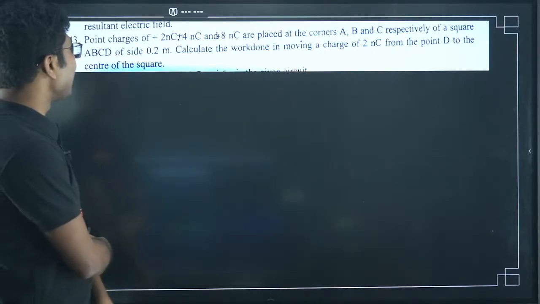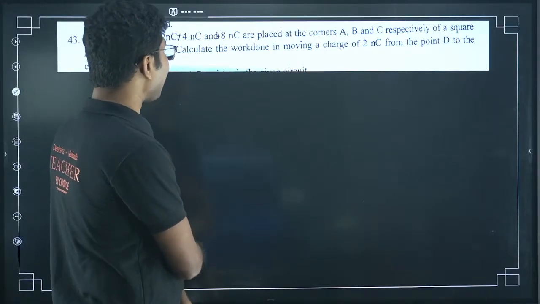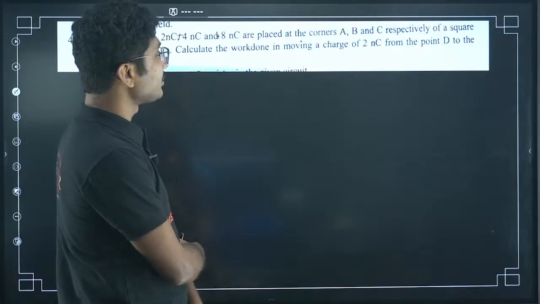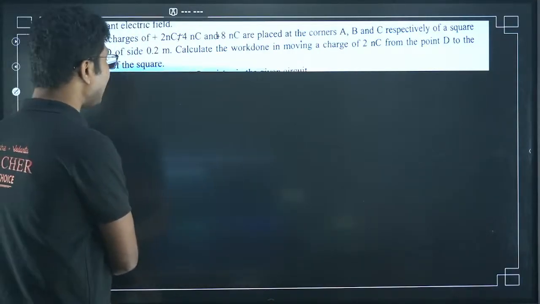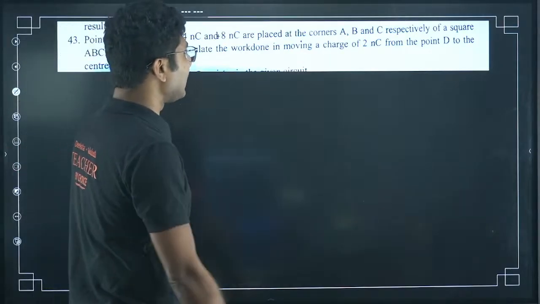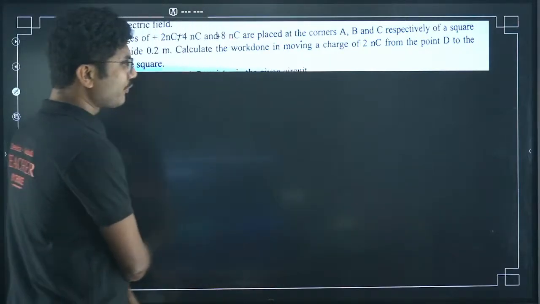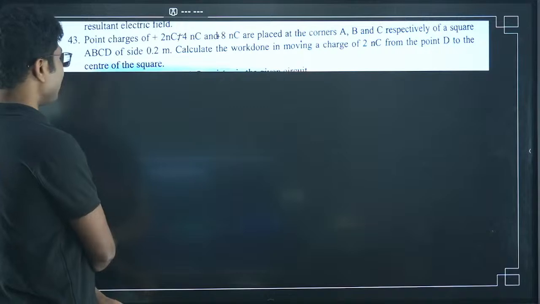So point charges plus 2 nanocoulomb, plus 4 nanocoulomb and plus 8 nanocoulomb are placed at the corners A, B, C respectively of a square ABCD of side 0.2 meter. Calculate the work done in moving a charge of 2 nanocoulomb from point D to the center of the square.